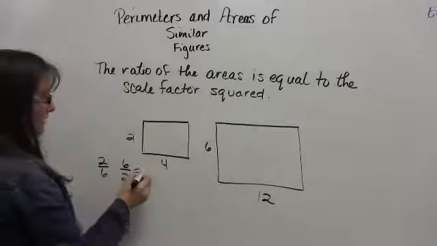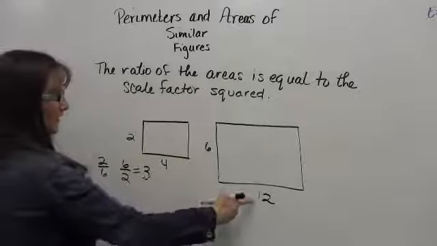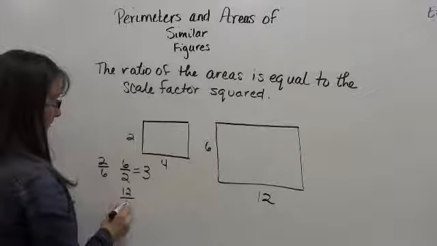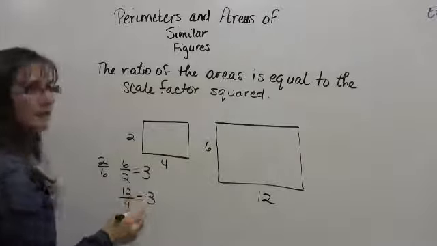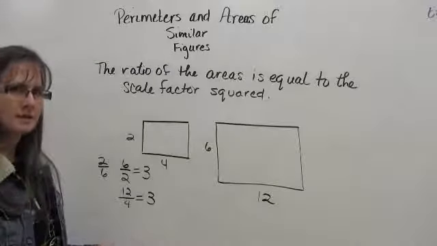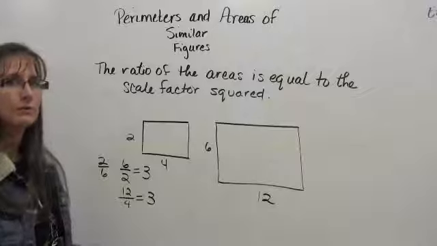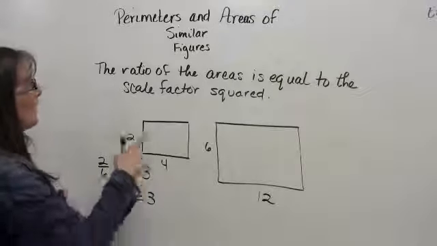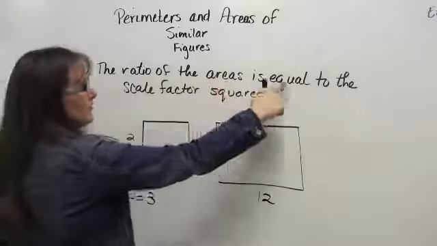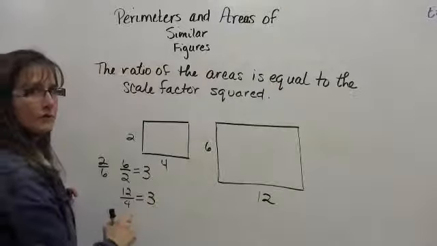Well, I know that 6 divided by 2 is 3. And if I do the same thing for the other two corresponding sides, I would put 12 over 4. And I also know that that's 3. So far we've proven that we have similar figures here because they're the same shape, they're not the same size, but their sides are equal ratios. Well, I'm talking about the area. My ratio of areas should be equal to my scale factor squared.